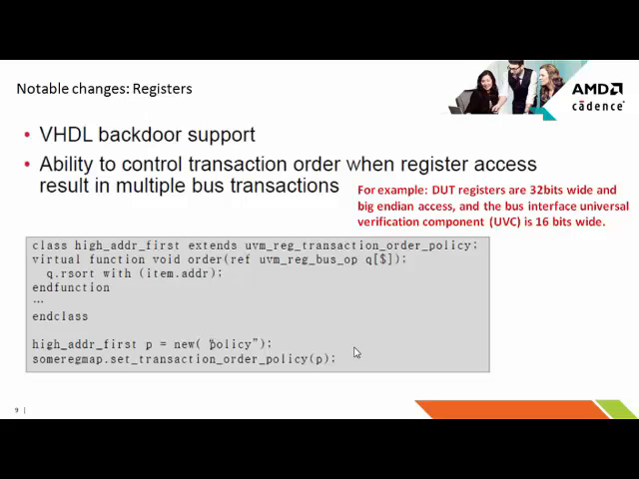So that is now built in, so that you can update according to a policy, by ordering those transactions. For example, you might want to do the lower address first and the higher address second, depending on big endian or little endian. So that's been added to the registers.